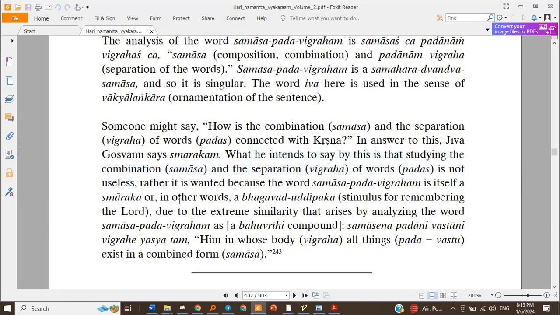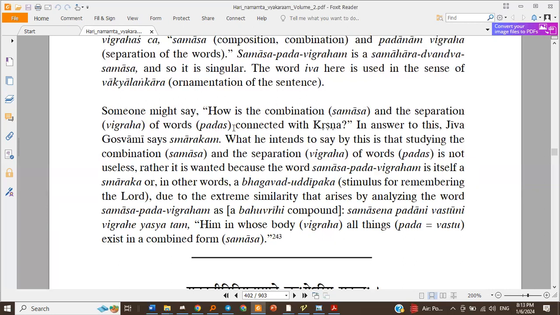Someone might say, how is the combination and separation of the words connected with Krishna? In answer to this, Jiva Goswami says smarakam. What he intends to say by this is that studying the combination and separation of words is not useless. Rather, it is wanted because the word samasa pada vigraham is itself a smaraka.